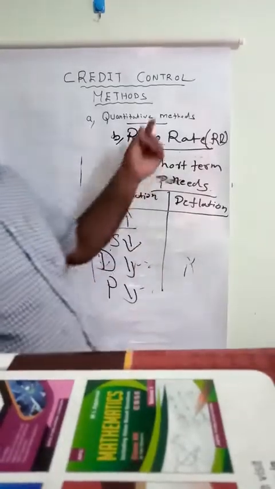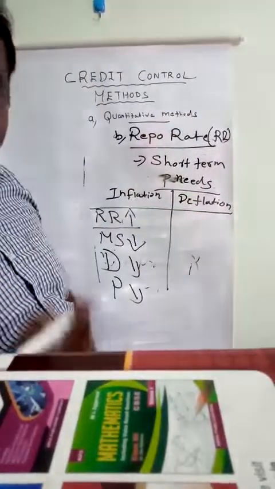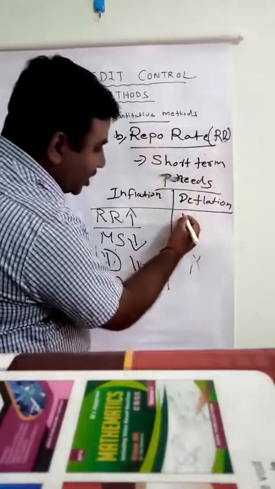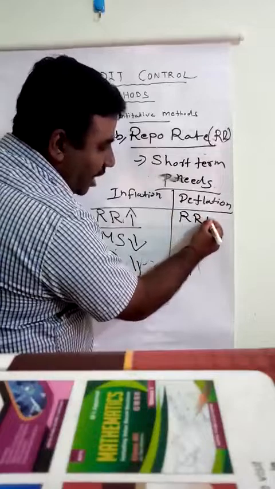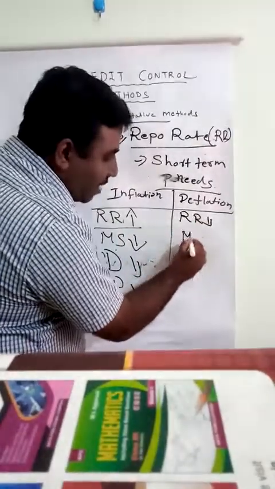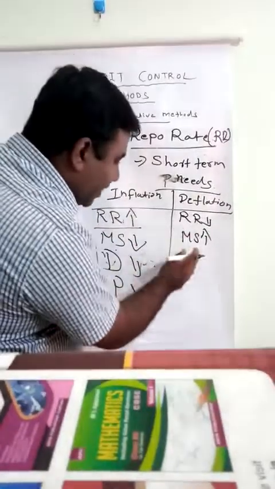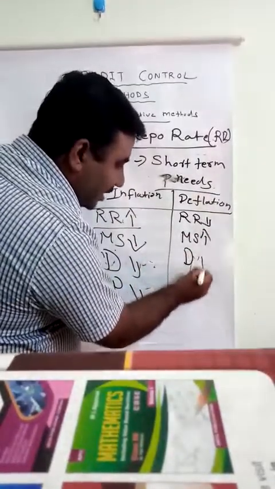Same thing as what we have studied for the bank rate. So at the time of deflation, what will happen? At the time of deflation, the repo rate will come down. Repo rate will decrease. When the repo rate comes down, what will happen? Your money supply will increase. When the money supply increases, the demand will increase.